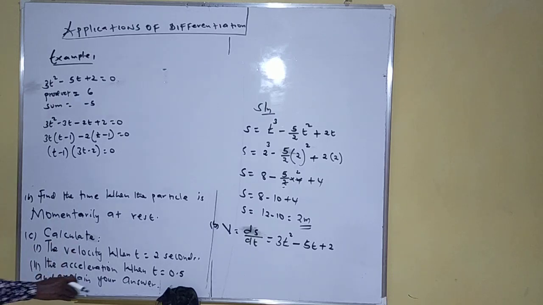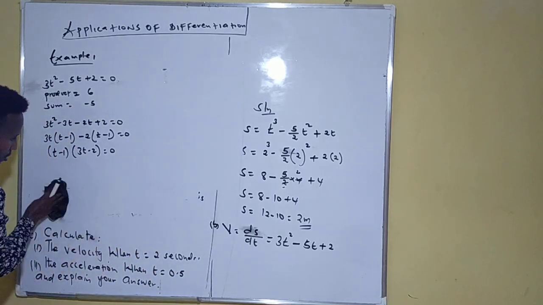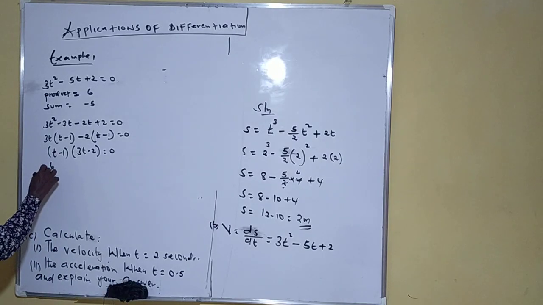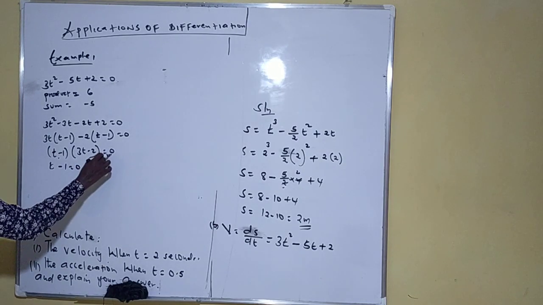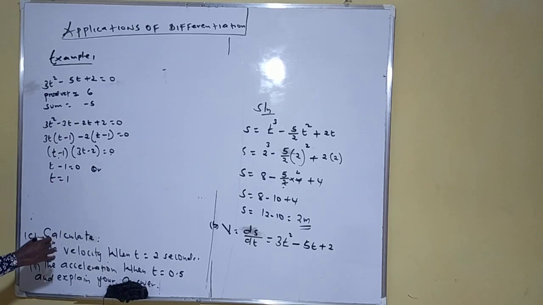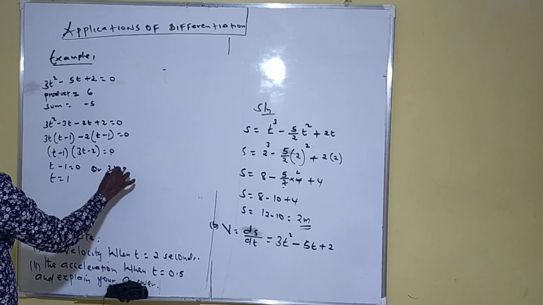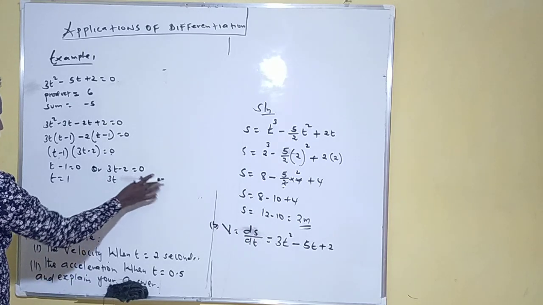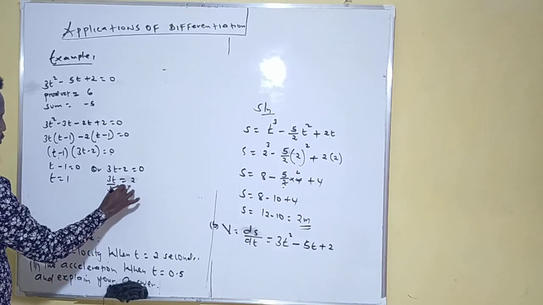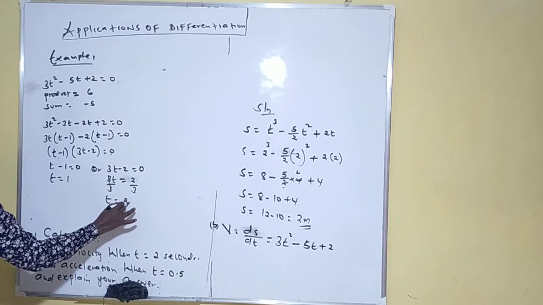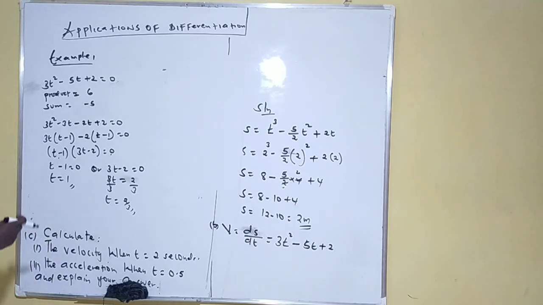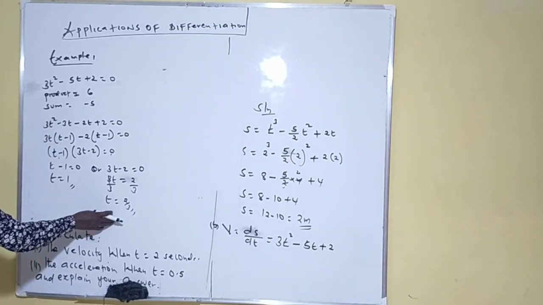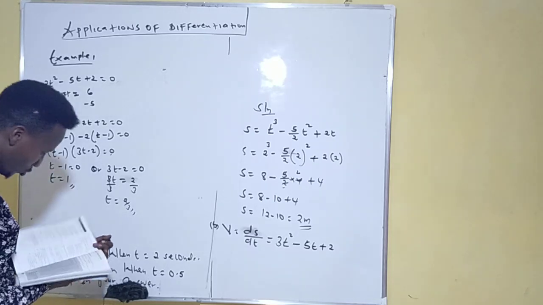So we are going to find the time when the particle is at rest. We say t minus 1 is equal to 0. You equate this one to 0 first, so t is equal to 1. Or 3t minus 2, which is this one, is equal to 0. So 3t is equal to 2. To get t, divide both sides by 3. So t is equal to 2 out of 3. The question was: find the time. So that is 1 second and 2 out of 3 seconds. Those are the respective times.